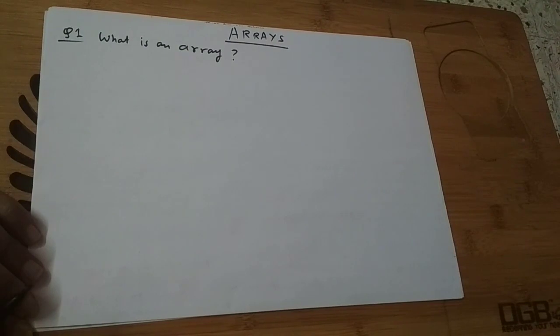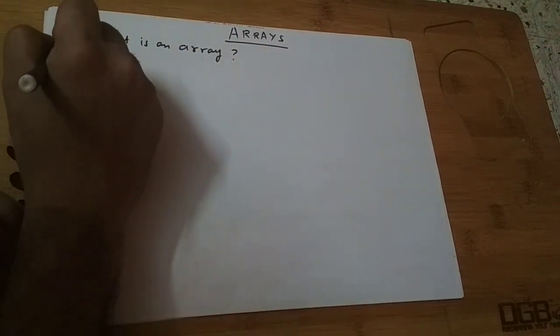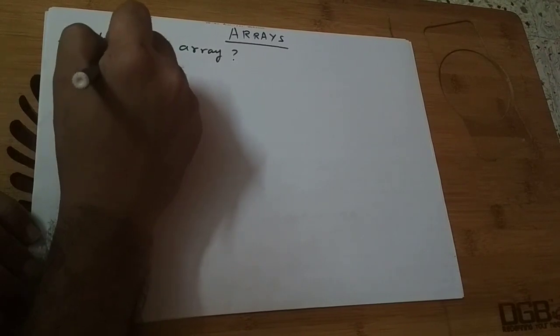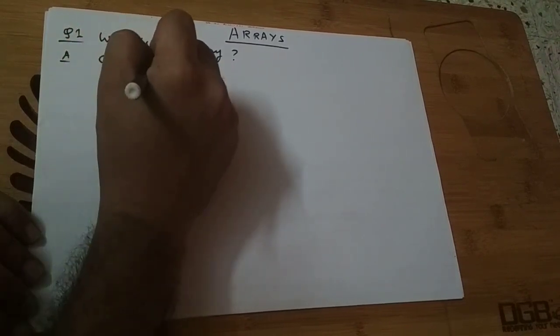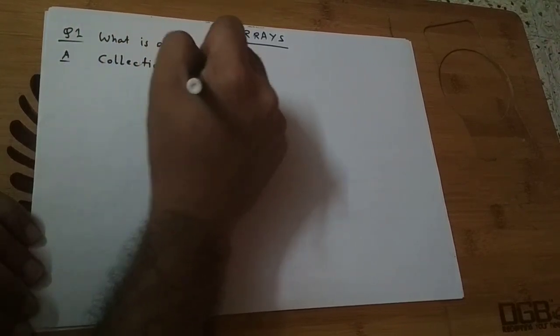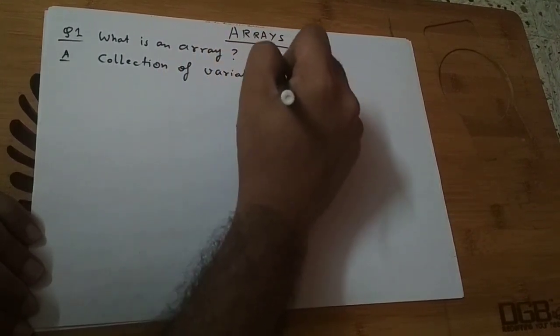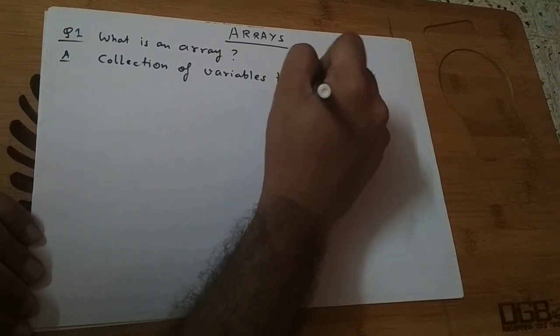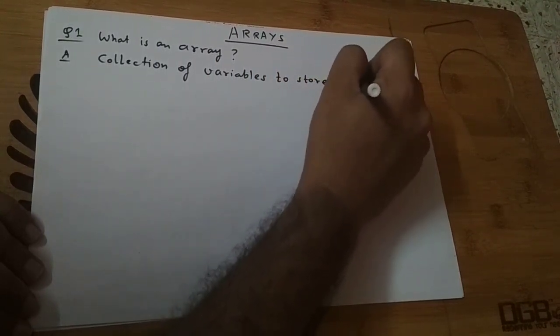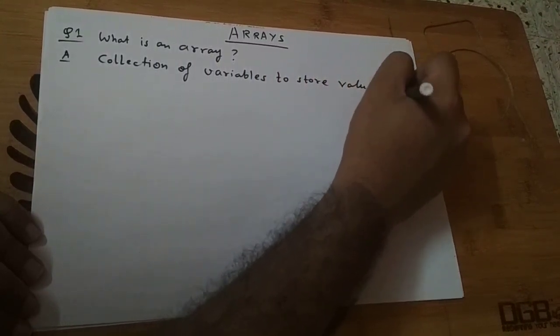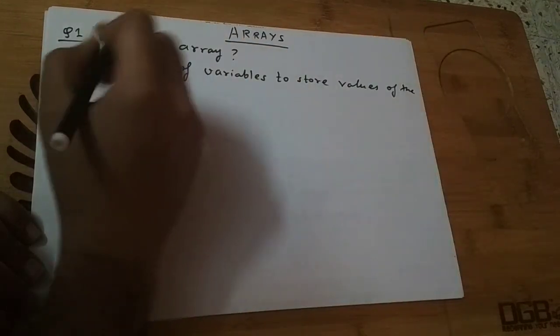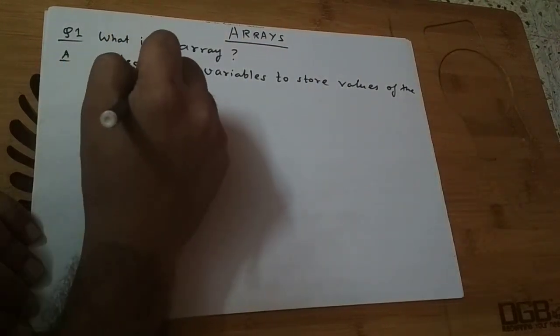Now, we know what a variable is, right? A variable is a named memory location which is used to store values. Similarly, an array is nothing but a collection of variables to store values of the same type.